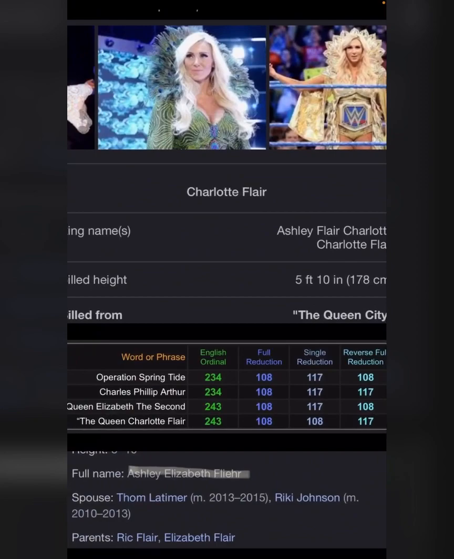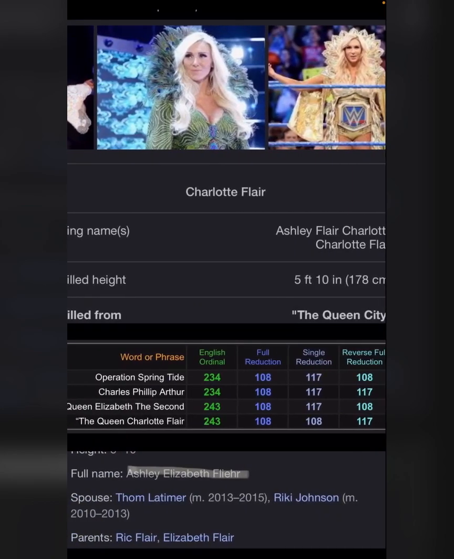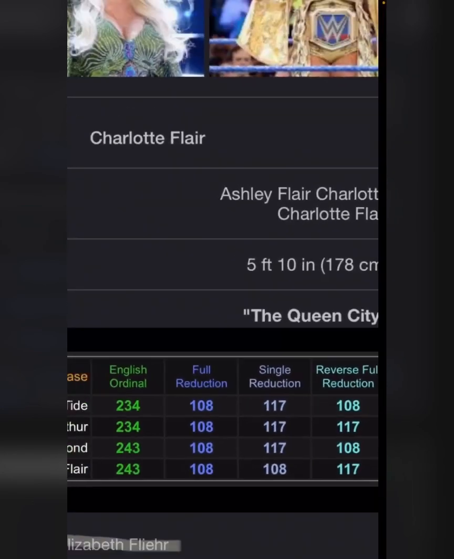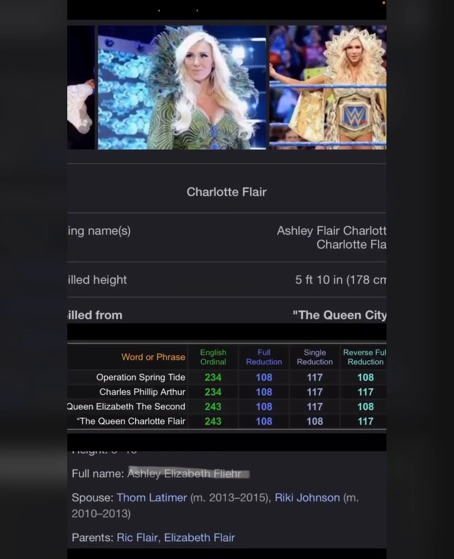Also notice that her mother's name was Elizabeth Flair, and her dad's name was Ric Flair, but again, another Elizabeth connection there. And notice that they have her billed from the Queen City, and that's Charlotte. But I'm going to show you how Charlotte is also tied with the great-granddaughter of the Queen. So let's move forward. Now let's bring in our president, Joseph Robinette Biden Jr.